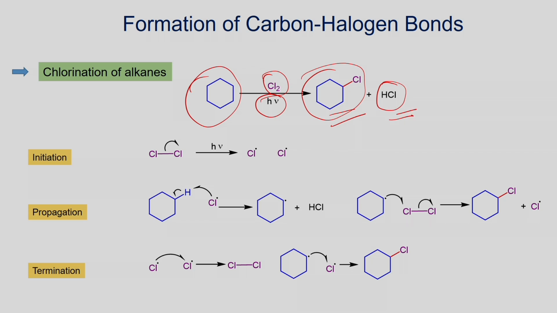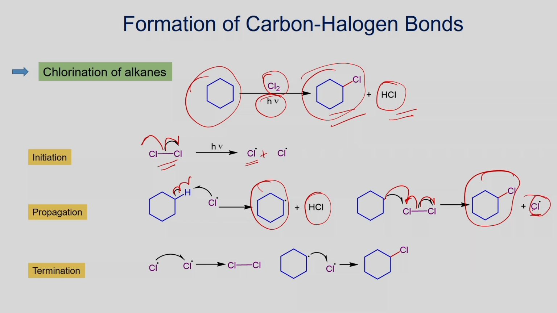In the presence of light, chlorine can undergo homolytic cleavage and you will be able to form Cl dot. Once you form this radical, it can abstract this hydrogen, and you will form the cyclohexyl radical, where you generate HCl as a byproduct. Once you form the cyclohexyl radical, it can react with chlorine as shown here homolytically to form cyclohexyl chloride, and you generate the Cl dot.